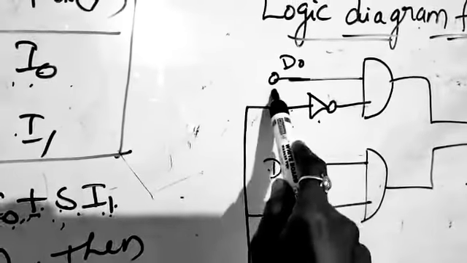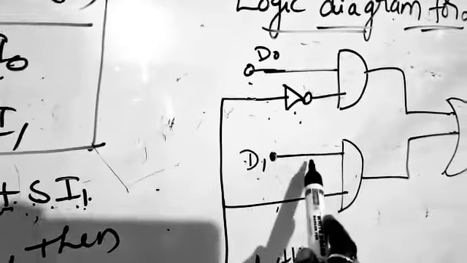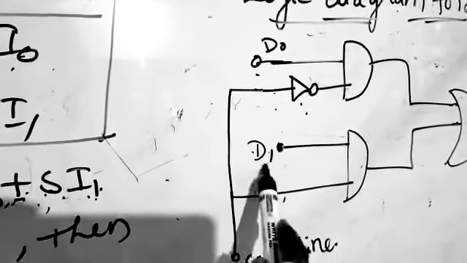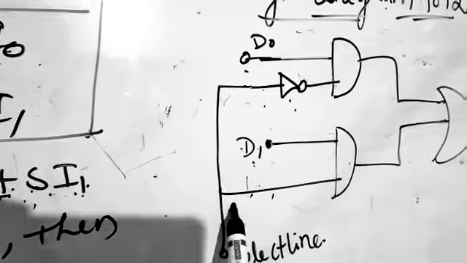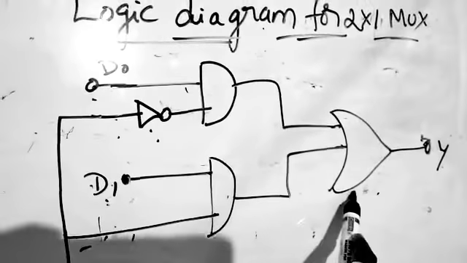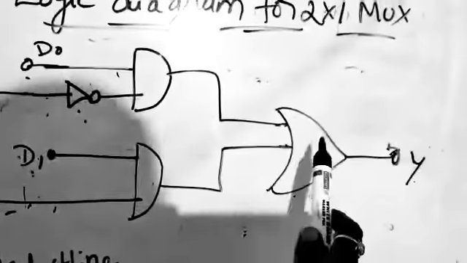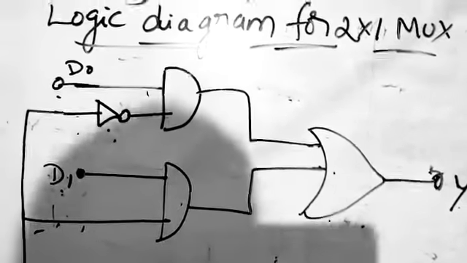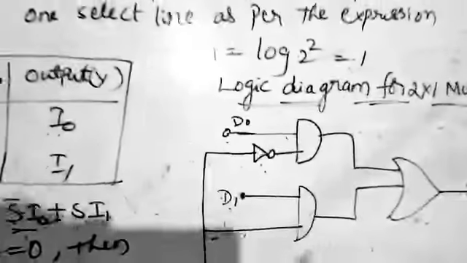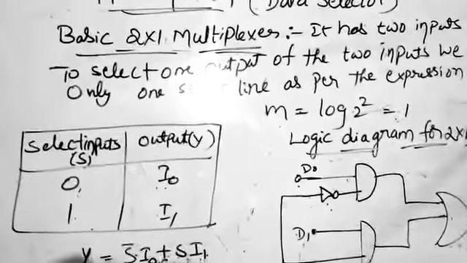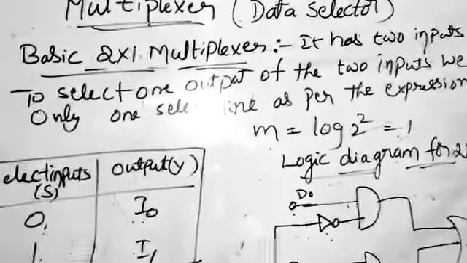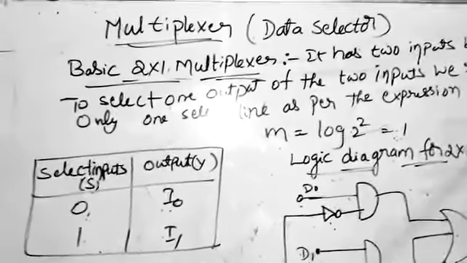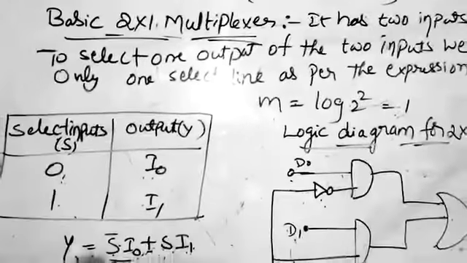D0 S bar plus D1 S. This is the S line. This is the AND operation, and again we get the OR, because there is a plus in the expression; only then can we combine these two through the OR. In this manner we can design any type of multiplexer, such as 4 into 1, 16 into 1, and so on.